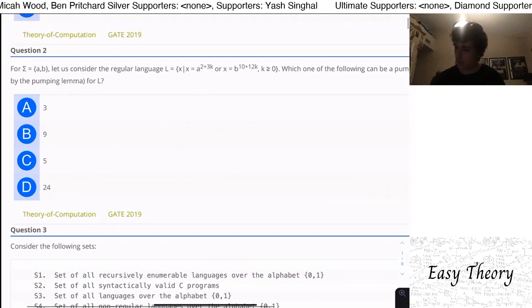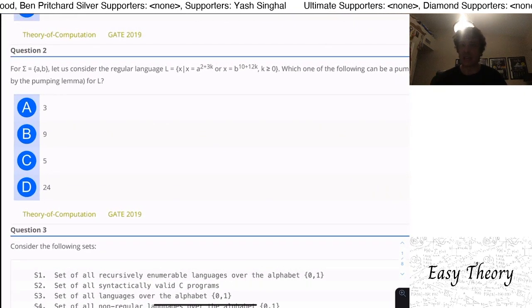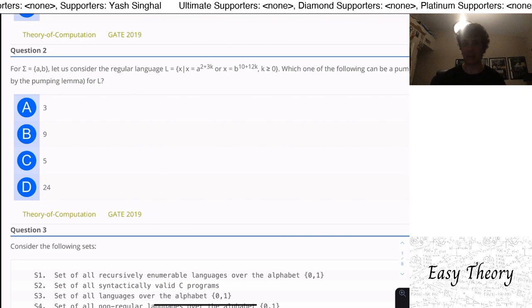Okay, and another thing I should say is that I have not seen any of these questions before, other than the ones that I've done before. So most of these I have not seen, so I'm going to be doing this completely blind.